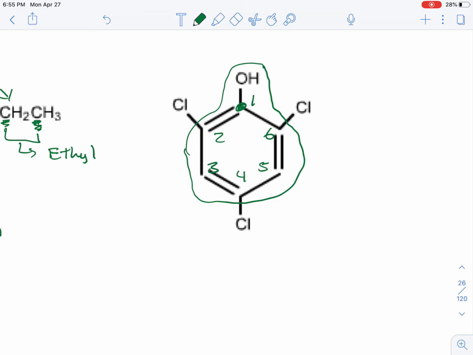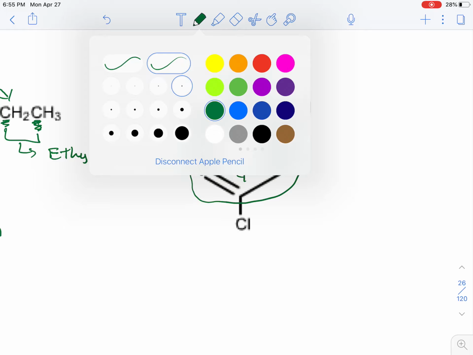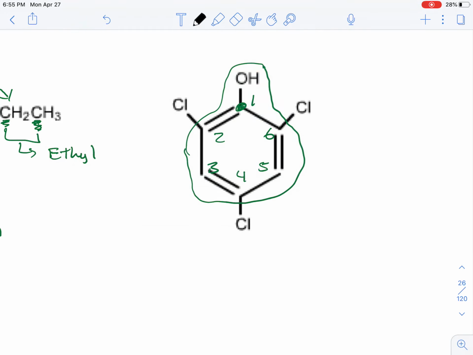For this example, since I have a phenol, I'm going to write my parent name down. And I have 3 chlorine groups: chlorine on the 2nd carbon, the 6th carbon, and the 4th carbon. So I'm going to combine all of these chlorines together, and I'm going to say 2, 4, 6 dash trichloro.